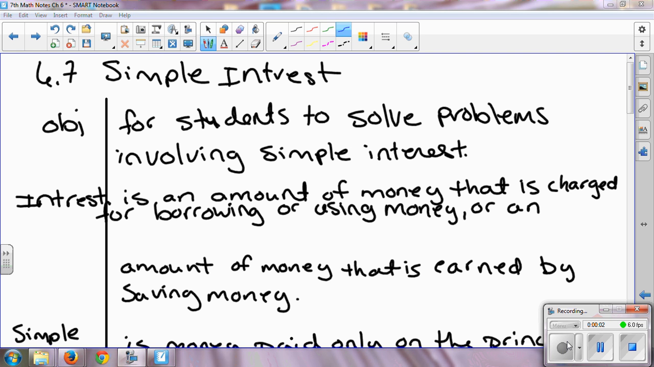Chapter 6, Section 7, Simple Interest. Our objective is for students to solve problems involving simple interest. What is interest?